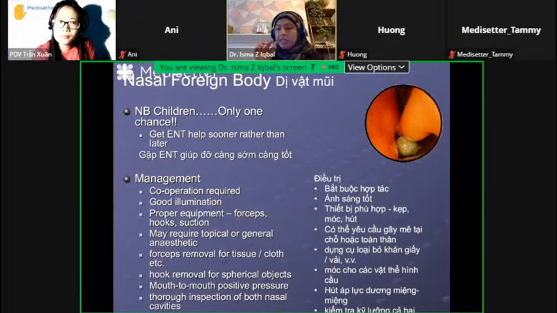Something like a small button battery must be removed as soon as possible. Otherwise, the chemicals can cause a burn inside the nose and permanently damage the septum.